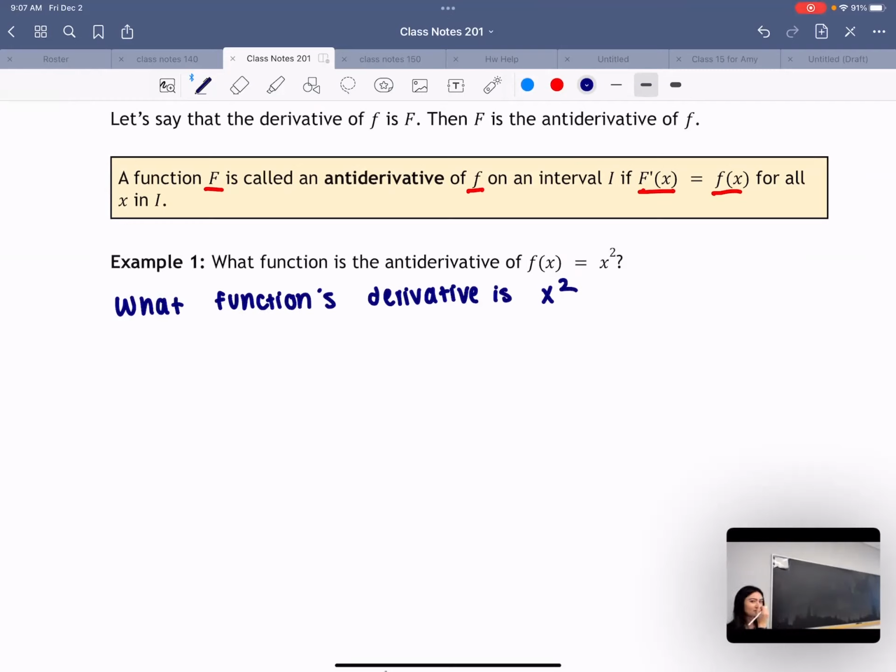Any guesses on what that function might be, Sam? 1/3 times x to the third. 1/3 times x to the third. That's a good one, right?